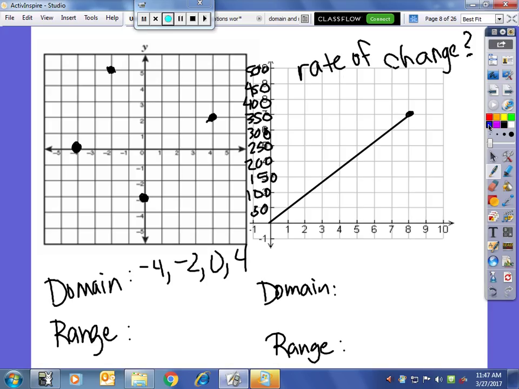All right, what about the range values? That's the y value. What's this range value? 0. What's this range value? What's this range value? -3. And what's this one? 2. Now, they probably would have them in some kind of numerical order.